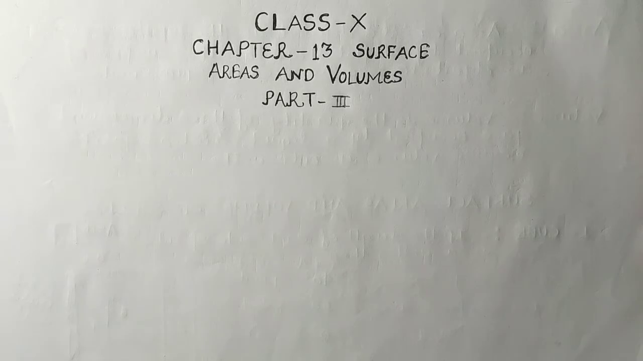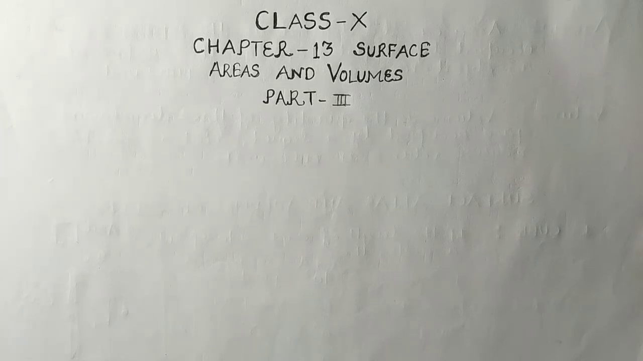Students, till now we have covered the introduction part of this chapter, where we have studied all the formulae related to the solids: cube, cuboid, cone, cylinder, hollow cylinder, sphere, hemisphere and shell. We have covered till question number 3 of exercise 13.1. So today in this part of the video we are going to start from question number 4 of exercise 13.1.